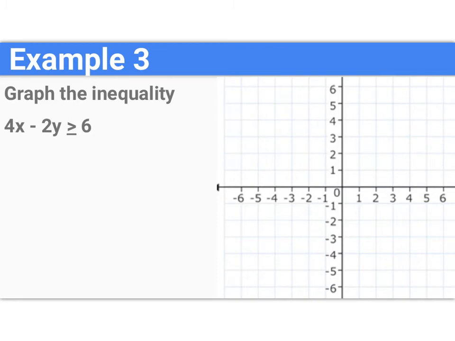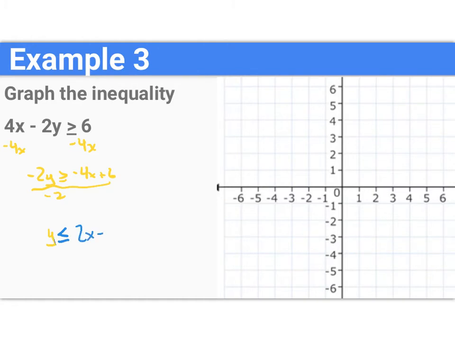Okay, finally, graph this inequality. The first thing we want to do is make sure it's in slope-intercept form. This is in standard form, so we're going to subtract 4x from both sides. We have negative 2y is greater than or equal to negative 4x plus 6. Now we're going to divide the whole thing by negative 2. Now be careful with inequalities. Remember, when you divide by a negative, the sign flips. I should probably put that in a different color, just so you catch that. The sign flips. You have a whole new inequality.